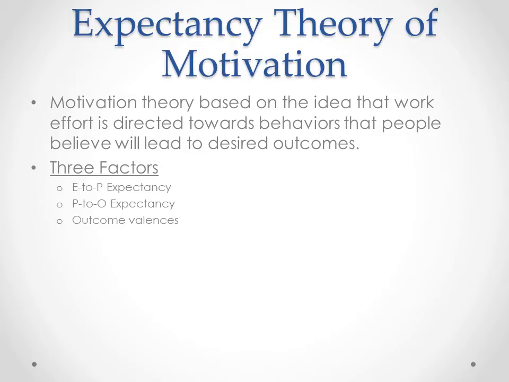Moving on, we have the expectancy theory of motivation, and this theory is based on the idea that work effort is directed towards behaviors that people believe will lead to desired outcomes. It has three factors. First off is the E to P factor, expectancy, which is individuals' perception that their effort will result in a particular level of performance. They either believe they can achieve the task without any question or doubt, or, on the other hand, sometimes they feel they cannot achieve their desired outcome no matter how hard they work, so it's essentially helpless.